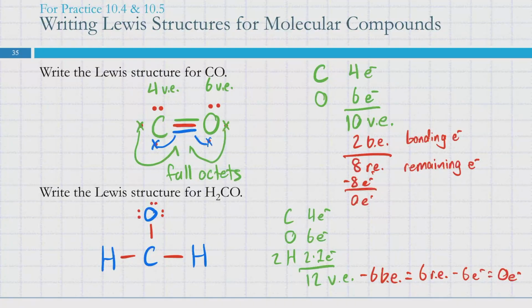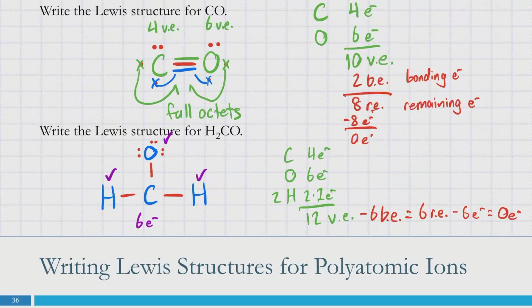Let's check our octets. Hydrogen's happy with 2. It's got 1 bond, it's got 2. Oxygen has its octet. Carbon has 3 bonds. 3 bonds is 6 electrons. Carbon is not happy. Carbon's not having a good time. How can we get more electrons to carbon? Yeah, we're going to put a double bond in there.